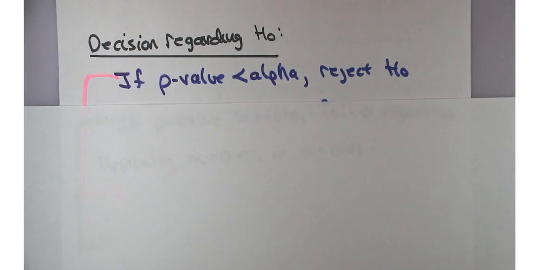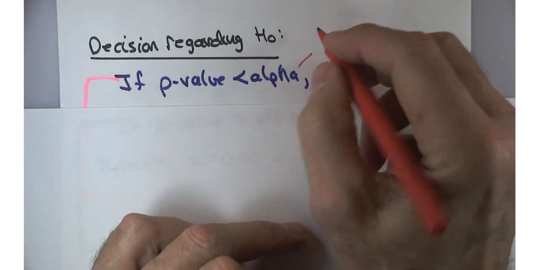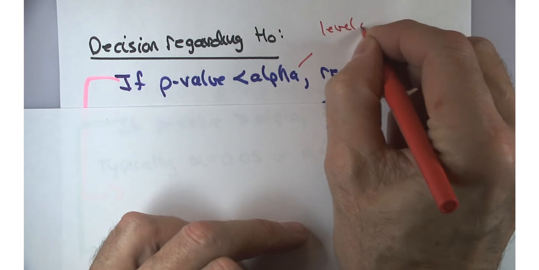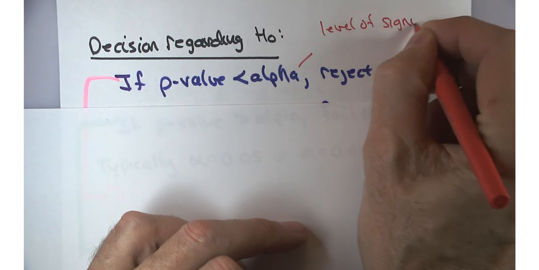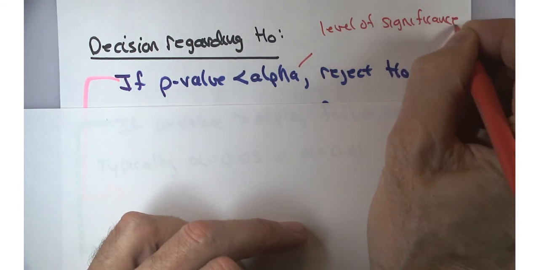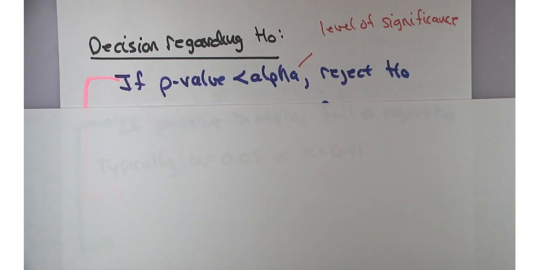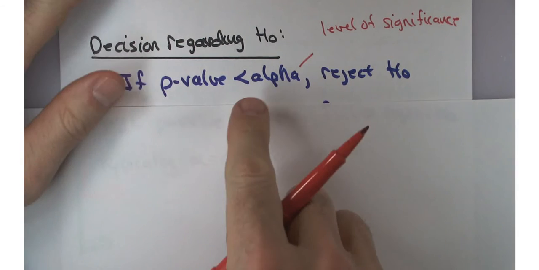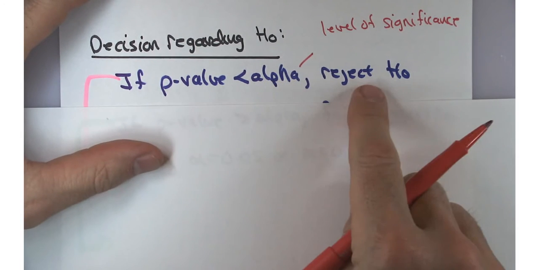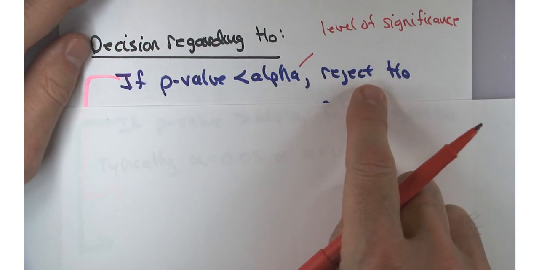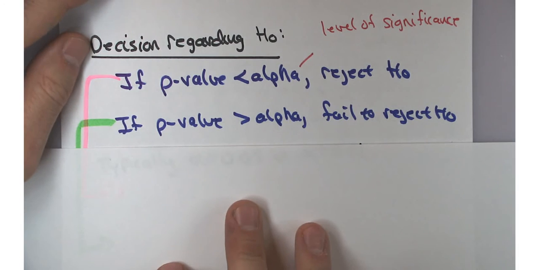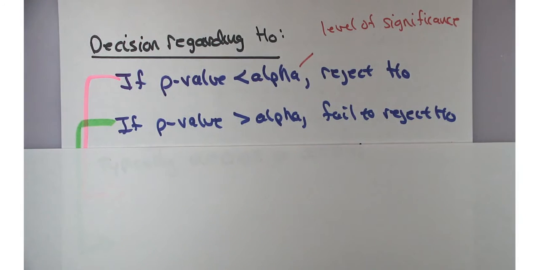Now, as a reminder, alpha is your level of significance. Typically speaking, that value of alpha will be given to you. But if your p-value is less than that value of alpha, then you're going to reject H naught. What if it's greater than alpha? Then you're going to fail to reject H naught.